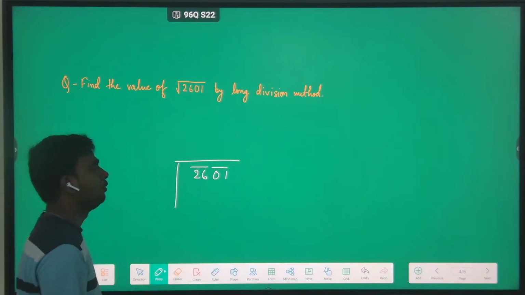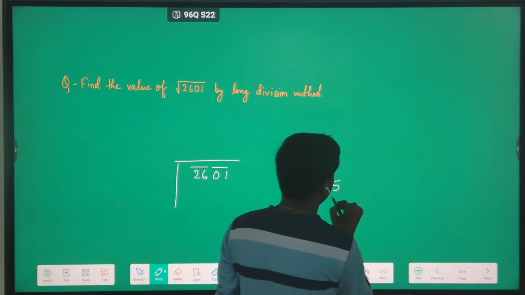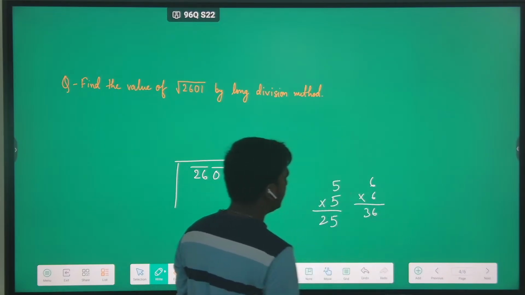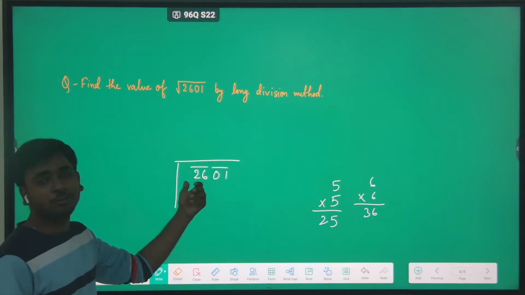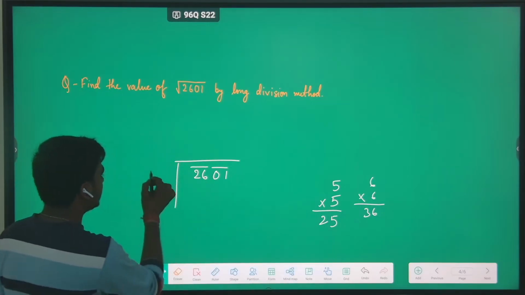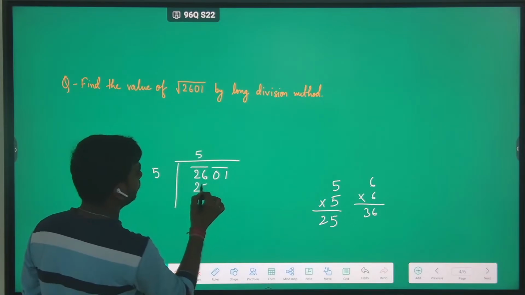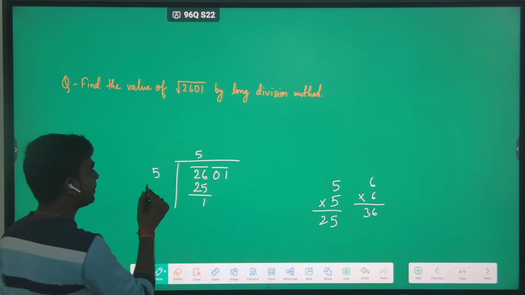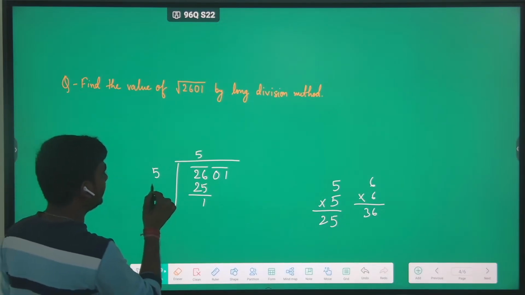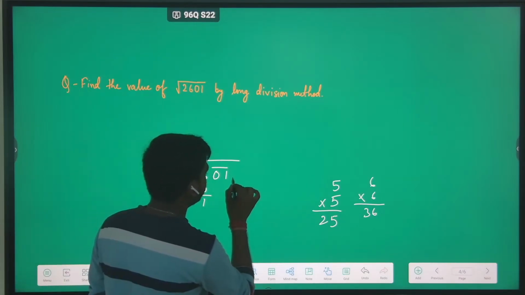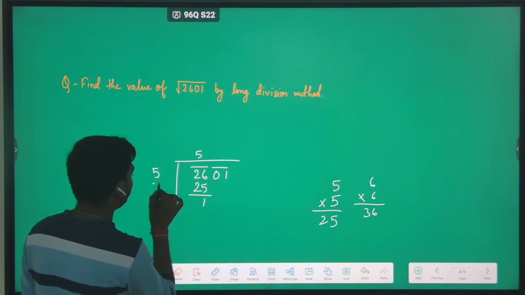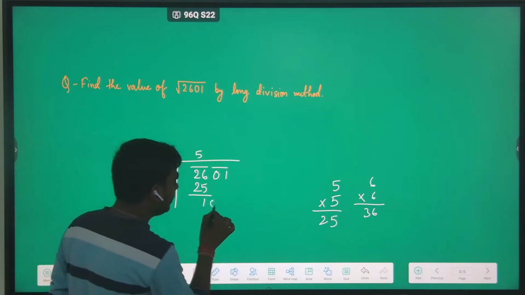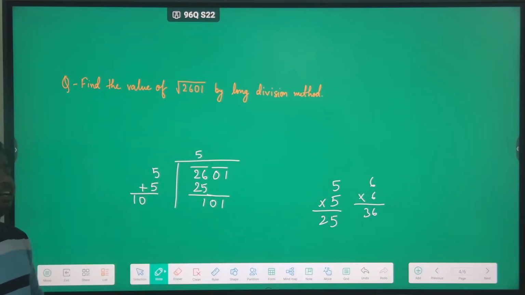Now, 5 into 5 is what? 25. 6 into 6 is what? 36. So the nearest number for 26 is 25, so it can be expressed as 5 into 5 as 25. So what are we getting? We are getting 1. Now, after this, if there comes a number for 1, what we are going to do, 5 plus 5 is 10. Here we are getting 101.